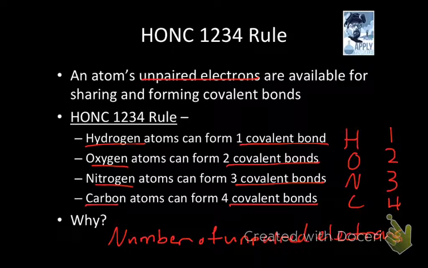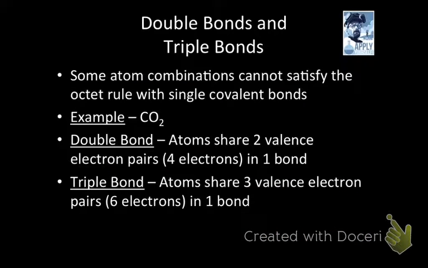Another thing I want to mention is that I said you want to put the atom that can form the most covalent bonds in the center of your molecule. So think about what that would mean for which atom would go in the center of molecules according to our HONC 1, 2, 3, 4 rule. But some atom combinations cannot satisfy the octet rule with single covalent bonds. And carbon dioxide, CO2, is one of those. We'll talk about how and why in just a second.